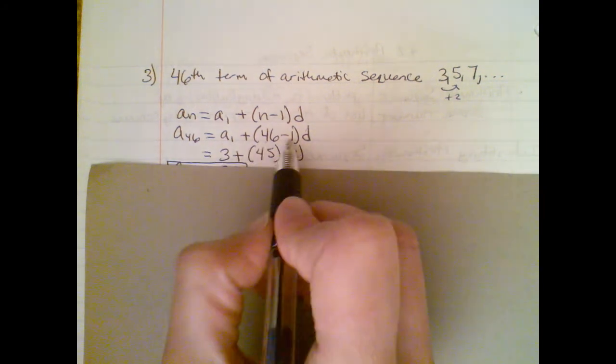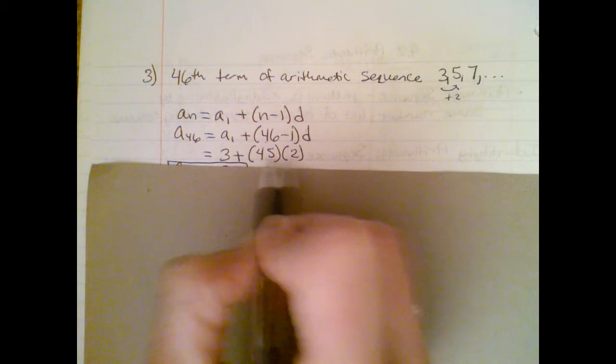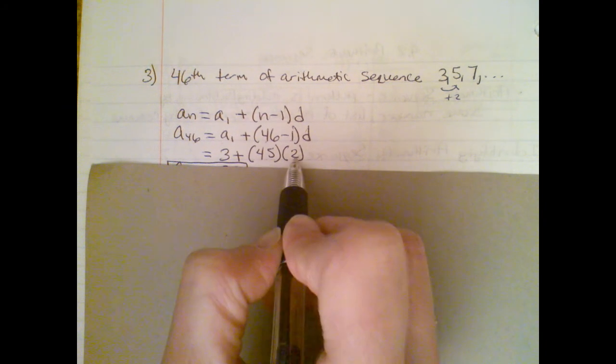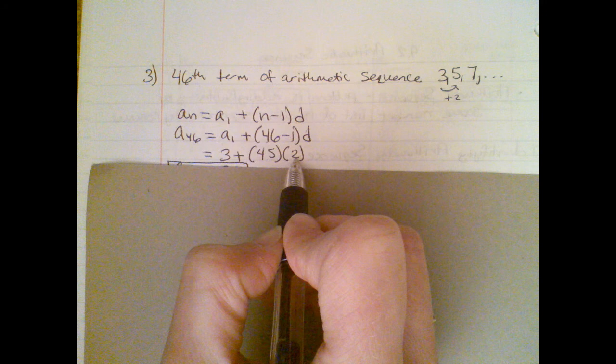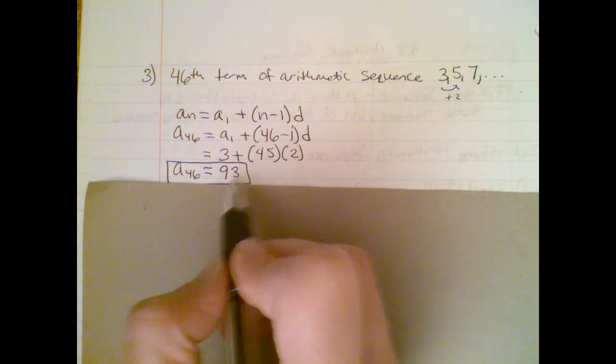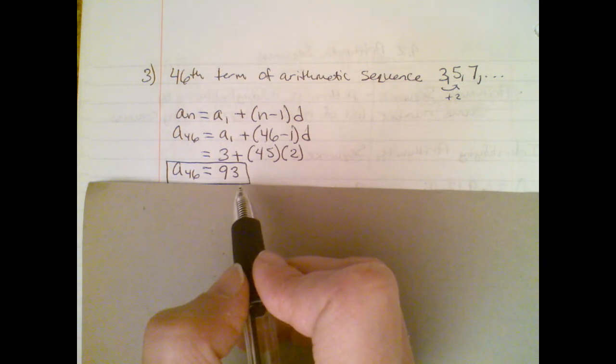So then we're going to keep simplifying this. 46 minus 1 is 45. Then we're going to multiply first. 45 times 2 is 90, and then add the 3, so we get 93. So if we keep adding 2 each time, our 46th term is going to be 93.